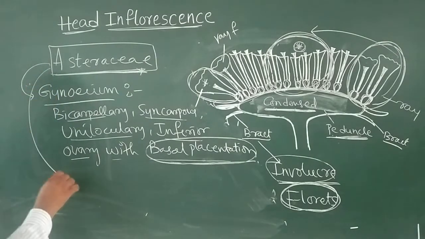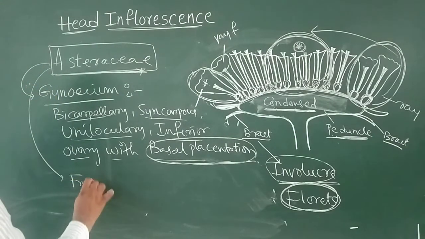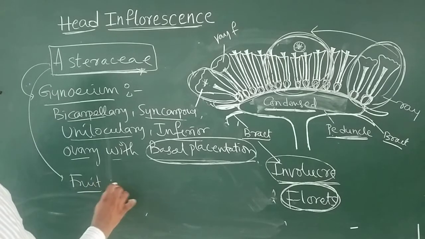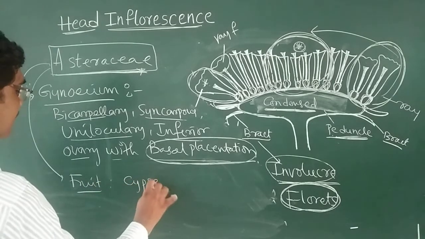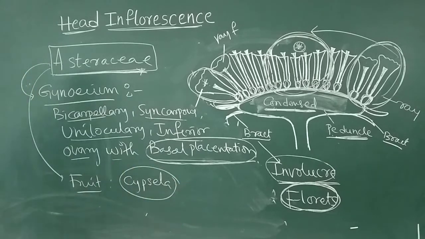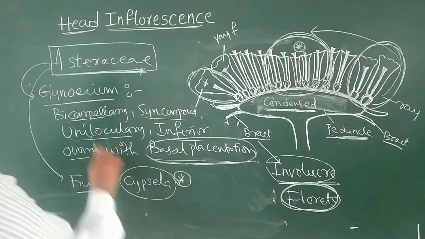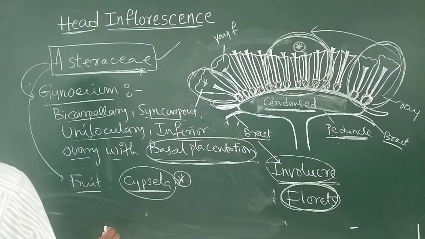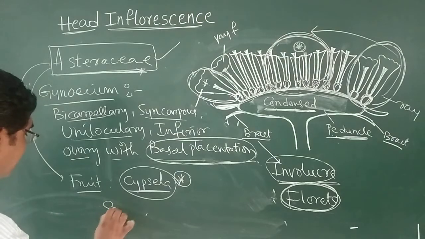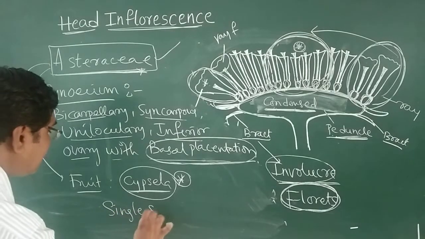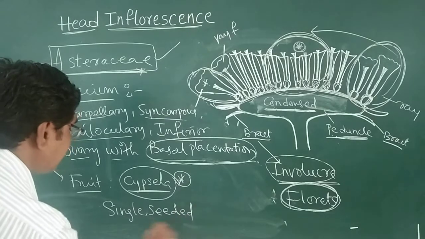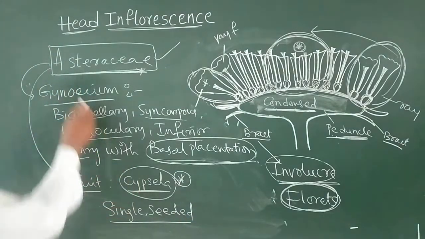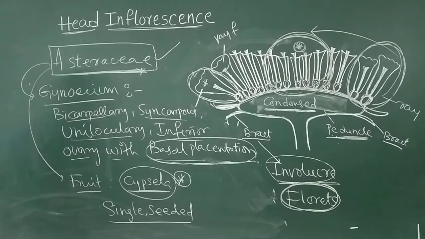And in the Asteraceae family, the fruit is cypsela. This is the most important characteristic feature of the Asteraceae family. What is the cypsela? Cypsela is a single seeded fruit. A single seeded fruit is present in the Asteraceae family members.